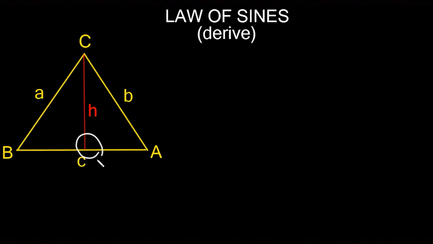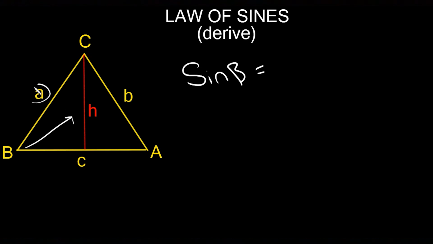Now that we have 90-degree angles and two right triangles, we can write out the sine of an angle. For example, I'm going to start with angle B. I can say that sine B is going to be equal to, well, we know that sine is opposite over hypotenuse. So opposite would be h, and my hypotenuse would be a. So sine B is going to be equal to h over a. And now I'm going to do angle A.